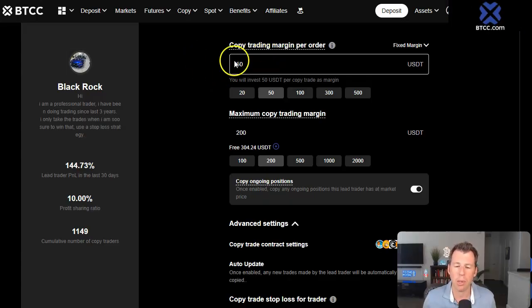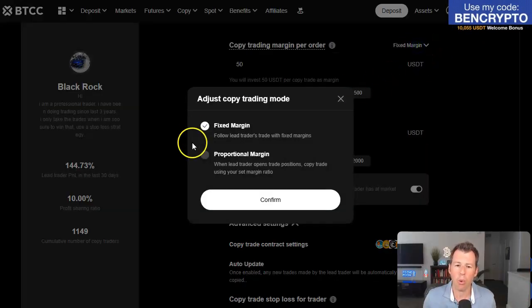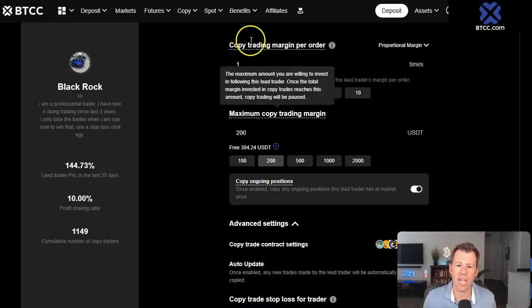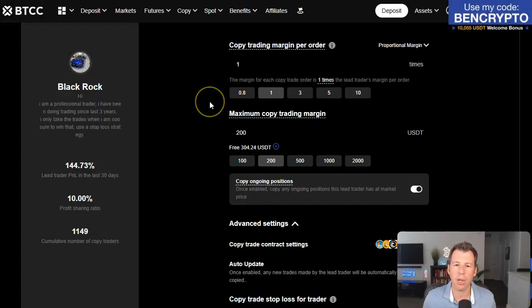Obviously, the amount that you put in per trade has to be less than the free amount you have in your wallet that you can use for copy trading. Now, proportional margin means you want to invest in the same percentage that they do. So 1.0 means if they put in $100 in a specific trade, you're going to put in $100. If they put in $250 in a specific trade, you're going to put in $250.